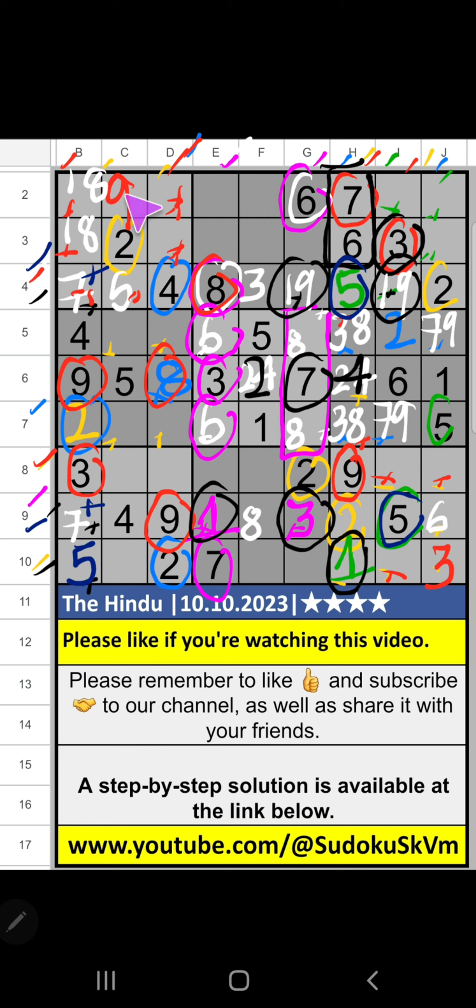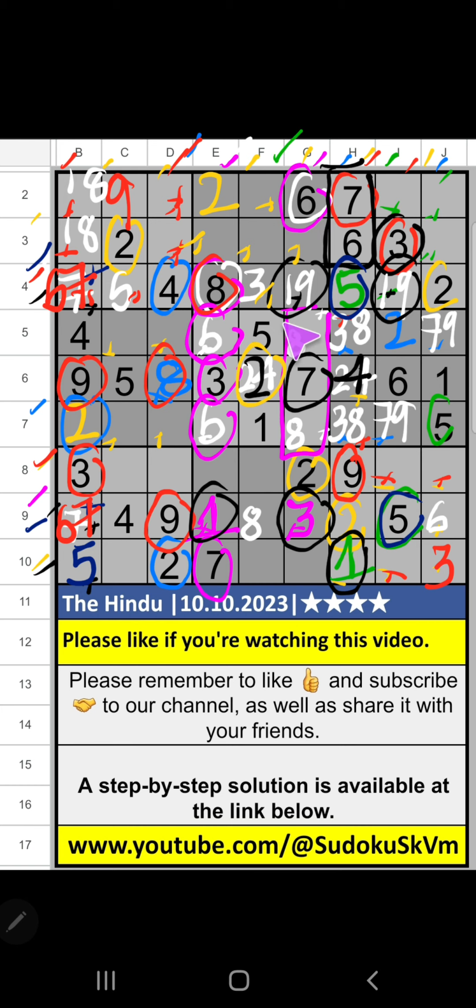Then column B, 2 numbers are remaining, 6 and 7. It will come in one of these cells. We will confirm later. Column F, column G, 3rd row we have 2. So 2 can't come in these cells. Then 2 is confirmed here.